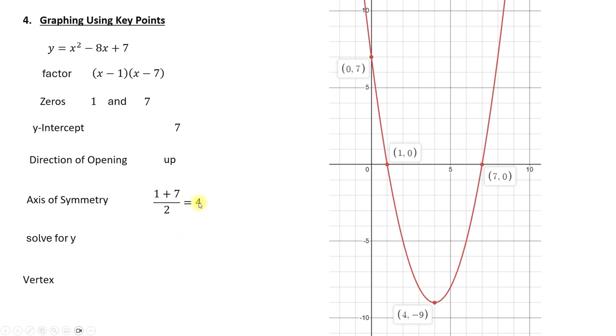So if we know x is 4, we can take this, plug it back into our equation, and come up with a y value for the vertex. So if we plug 4 into our equation, we come up with a value of -9 for the vertex. So our vertex is 4, -9.